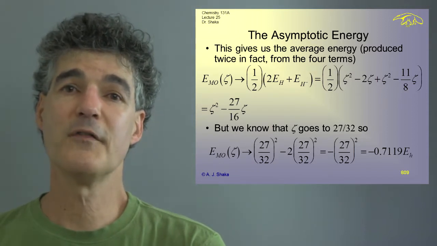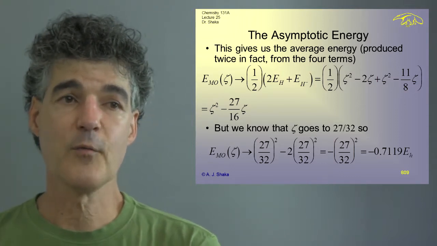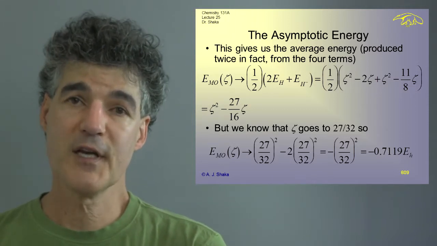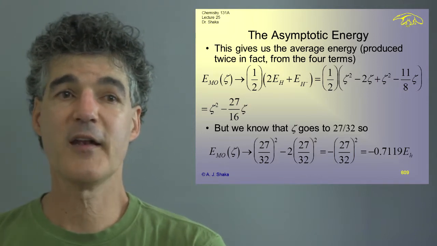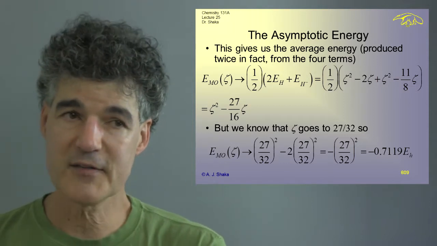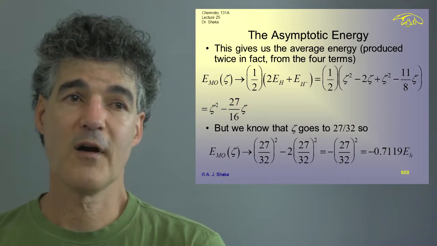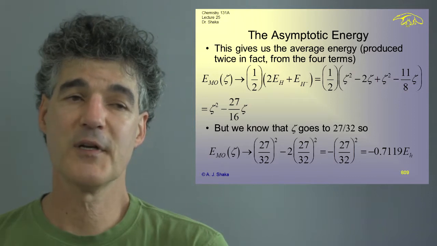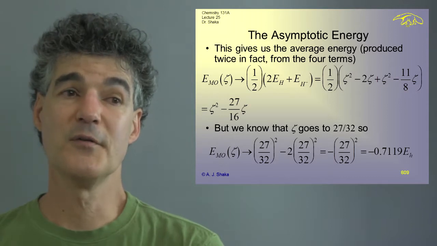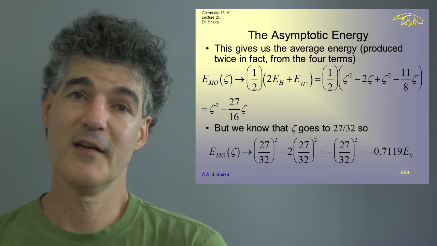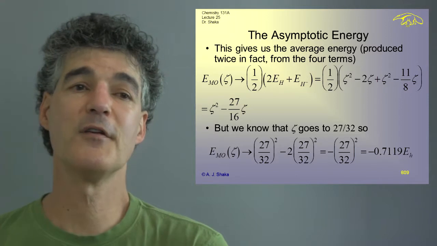So what I want to do to figure out the energy as this thing falls apart in this orbital is 1/2 times 2 times the energy of a hydrogen atom plus the energy of a hydride. And if I do that and I put in the zeta squared minus 2 zeta and 11/8 and everything, what I find is that the energy of the MO as R goes to infinity should be zeta squared minus 27/16 zeta. But we know what zeta goes to because we just figured that out. We said, well, it should go to the average, 27/32.